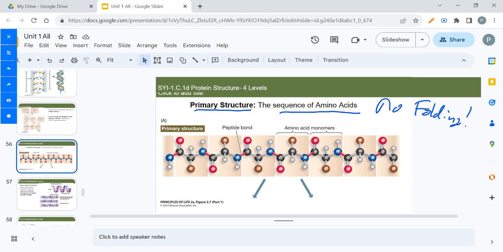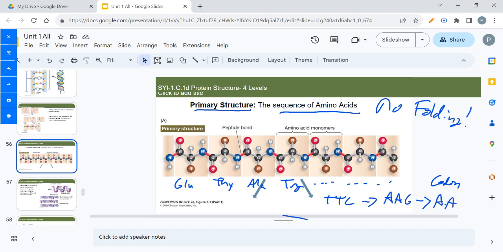Okay, cool. You've got, I don't know, glutamic acid here, thiamine here, alanine here, tryptophan right here, and we go on and on. This is that amino acid sequence where you would get your codons, your TTC. You'd then transcribe it into the AAG, and then you'd use the codon chart and you'd get whatever amino acid you'd end up getting. That's literally all this is. This process is just talking about your amino acid sequence.